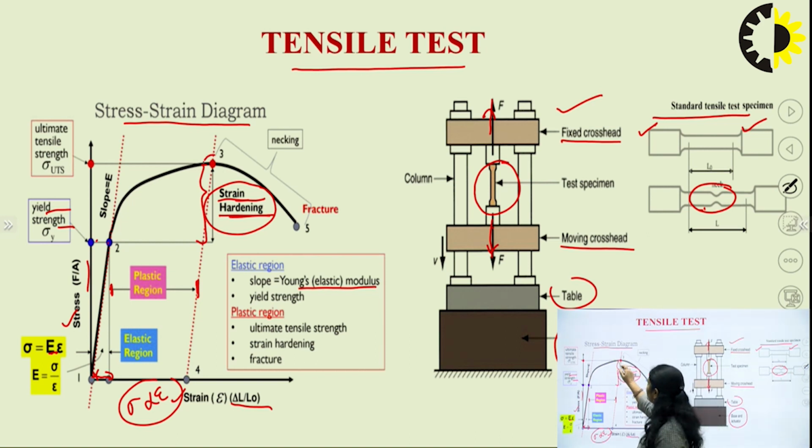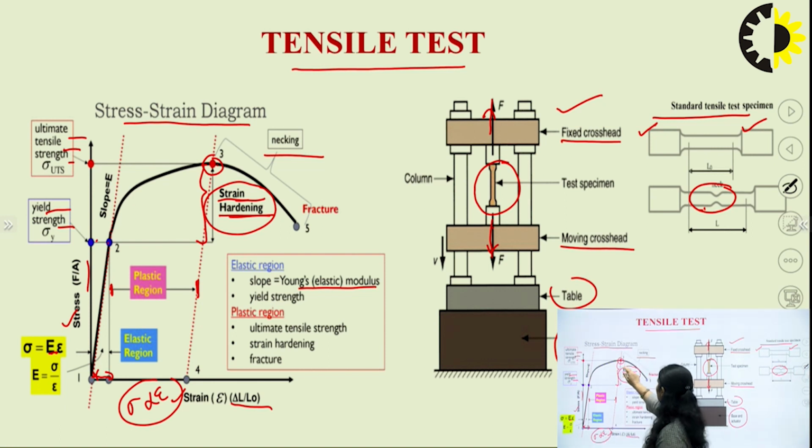And at point 3, the strength corresponding to point 2 to point 3 is known as the ultimate tensile strength. This is the maximum tensile strength. Okay. Beyond point 3 the necking region will start. Okay. Means the strength of material will decrease. So, a small amount of force will be required to deform the material beyond point 3.